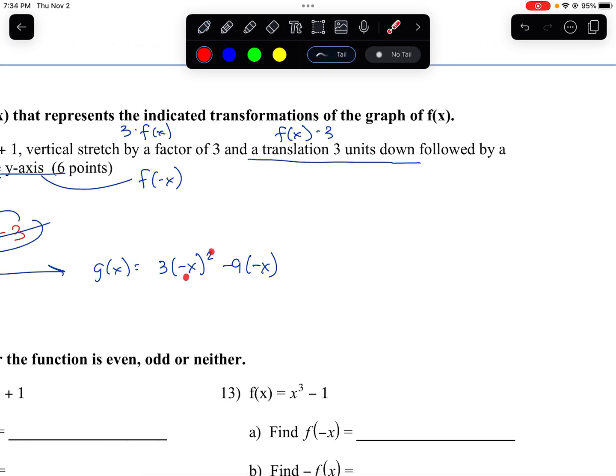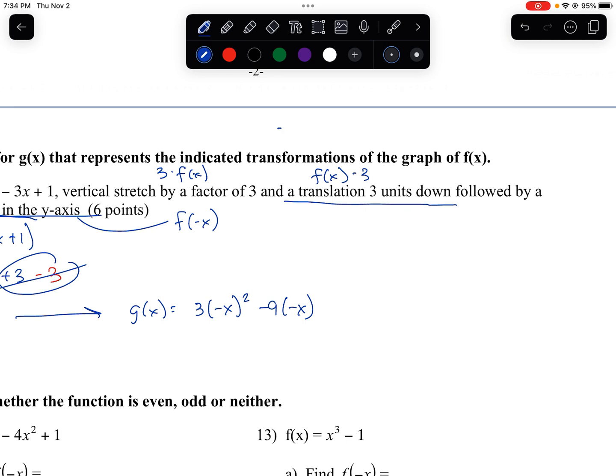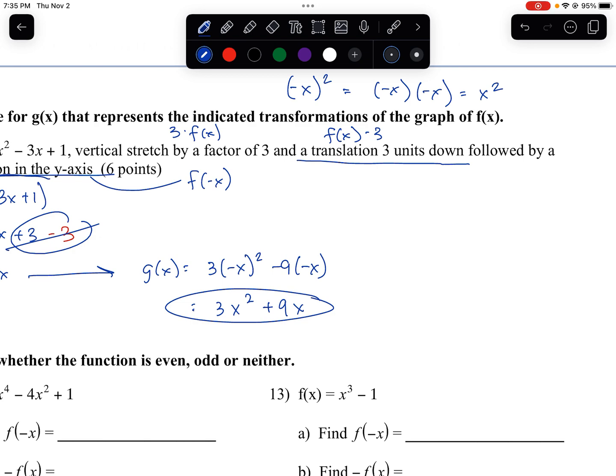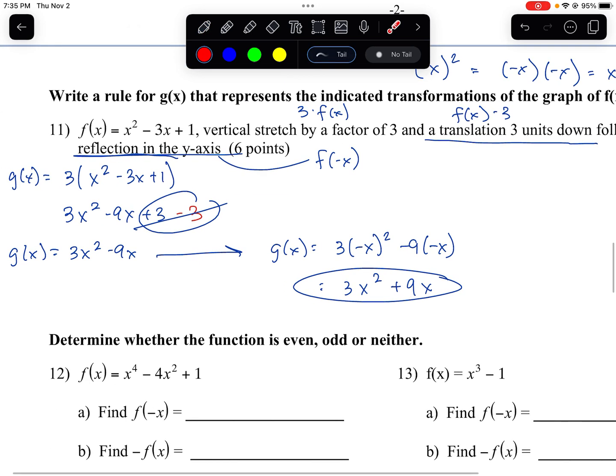If it's negative x squared, let me show you up here what that will turn into. Negative x squared with the negative inside the parentheses is the same thing as negative x times negative x, which is actually equal to positive x squared, since negative times negative is positive. So this is just going to simplify to be positive 3x squared. Here, I have negative x times negative. Since this isn't being squared, negative times negative will be positive, so positive 9x. And there you go. You applied all transformations here to find the new function rule.